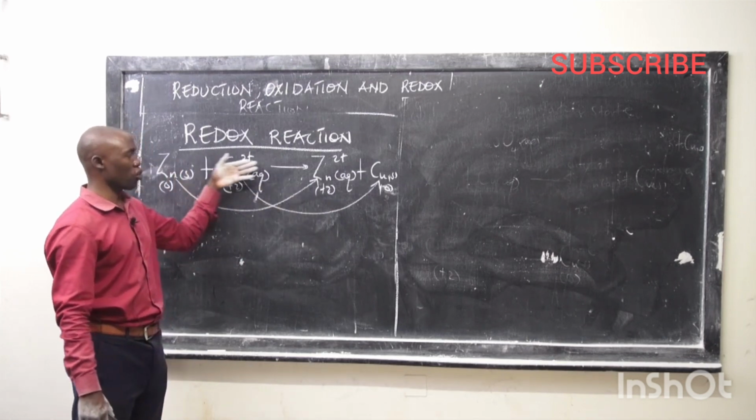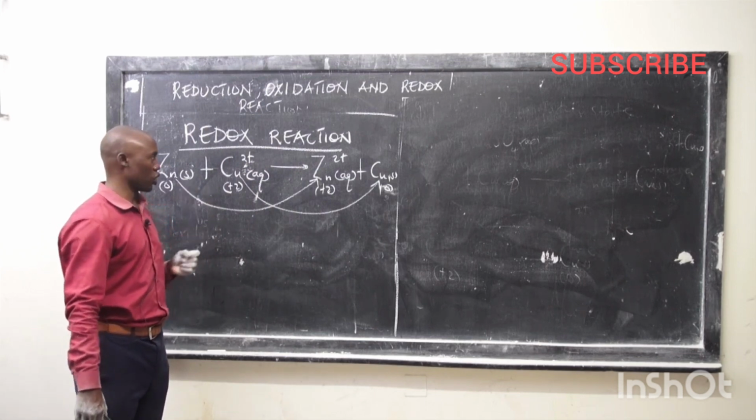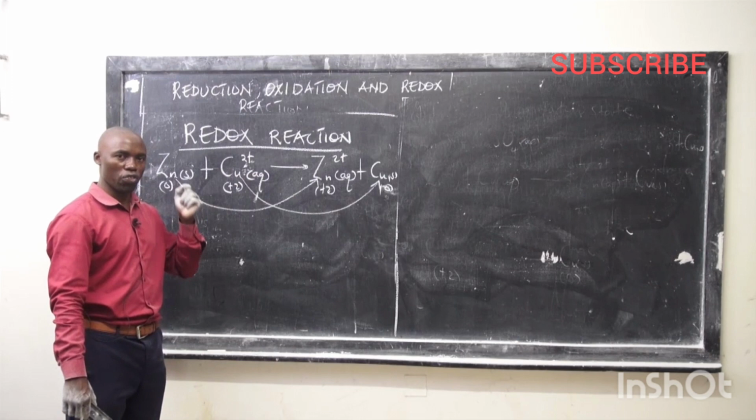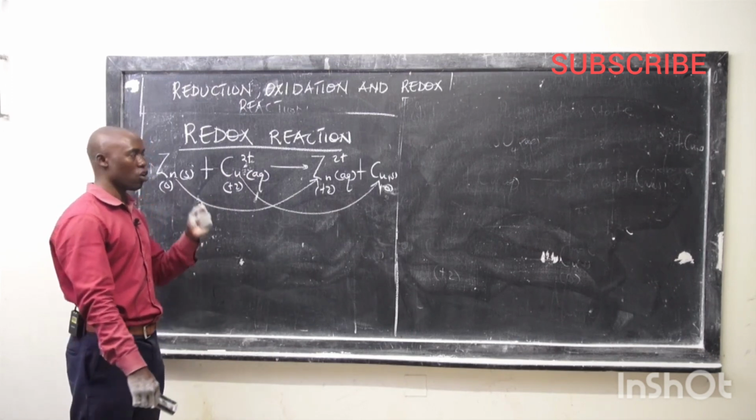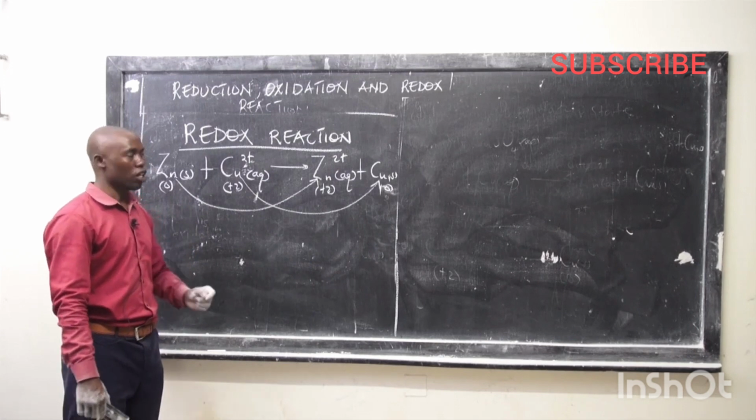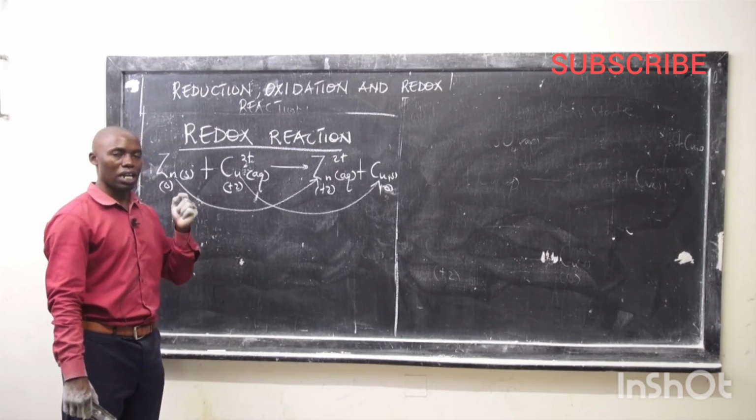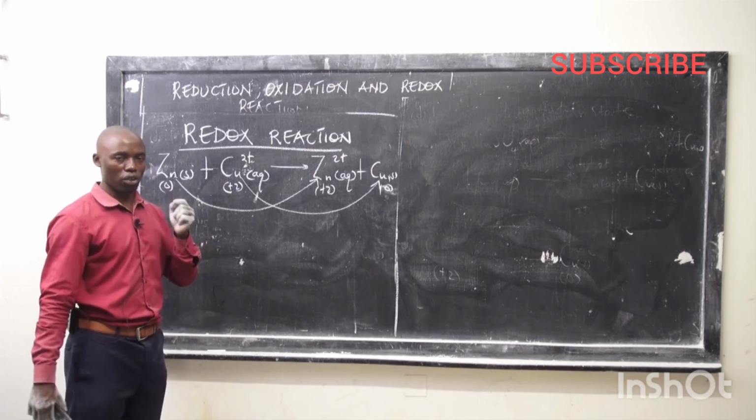So this typical equation is an illustration of what we call a redox reaction. A redox reaction is a reaction in which both oxidation and reduction occur simultaneously, at the same time. So we have said that there is no oxidation reaction that can occur on its own, and there is no reduction reaction that can occur on its own.